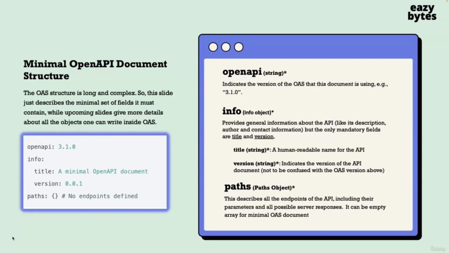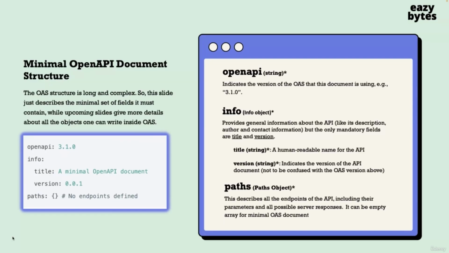So if you ask me what are the basic elements that I need to write inside my OpenAPI specification to make it valid, these are the minimal elements. On the left hand side, I have put a small image where I have mentioned the minimum set of elements. One is the OpenAPI, and there you need to mention the OpenAPI version as a value. After that root element, you will have an info object. Inside the info object, title and version are the mandatory fields.